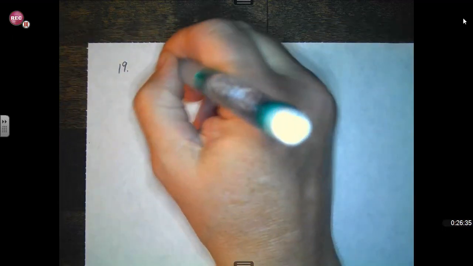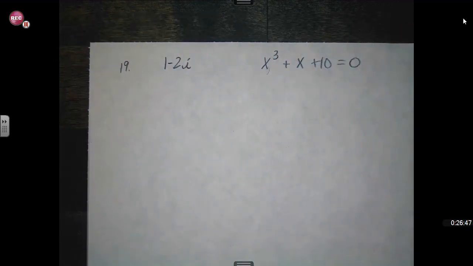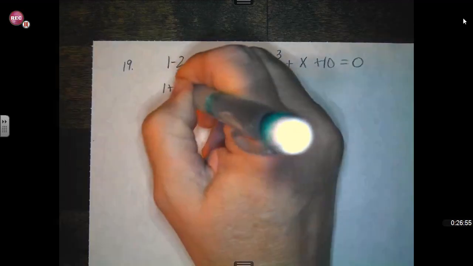Number 19 gives us that 1 minus 2i is a root of the equation x cubed plus x plus 10 equals 0. And we're supposed to find the other two roots. Okay. Well, one of the other roots is 1 plus 2i. It's the complex conjugates theorem, that if 1 minus 2i is a root, then its conjugate is also a root.